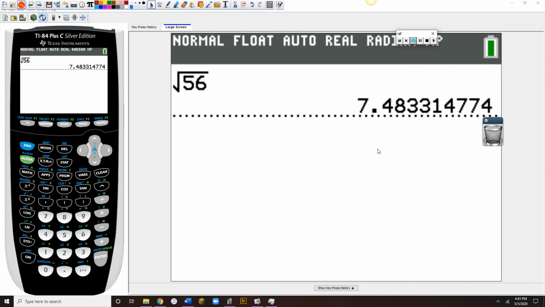So if this is what the calculator display would look like, I would keep the 7 because it's in front of the decimal place, and then I would count 6 numbers after the decimal. So the 4, the 8, the 3, the 3, the 1, and the 4. Not paying attention to rounding right now. I am just chopping these numbers off.